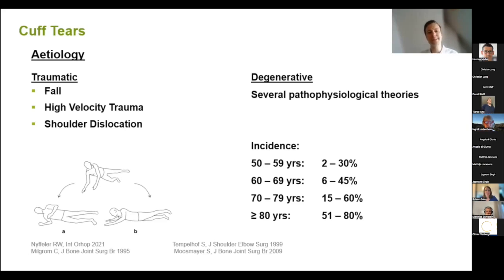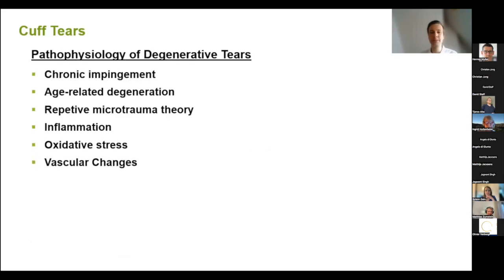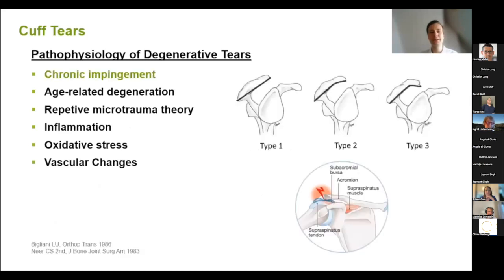For degenerative tears, the etiology is likely multifactorial, and several theories are proposed. These theories will be discussed on the next slide. Regarding the incidence, depending on the study, we find a quite high incidence of asymptomatic rotator cuff tears increasing with age. So the following theories are described to explain the pathophysiology of degenerative tears.